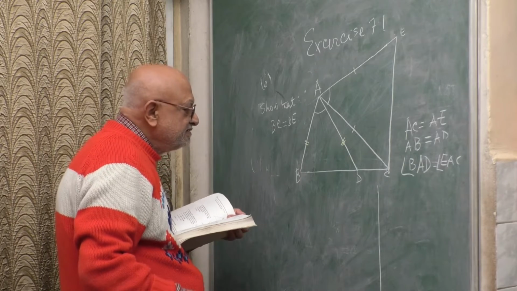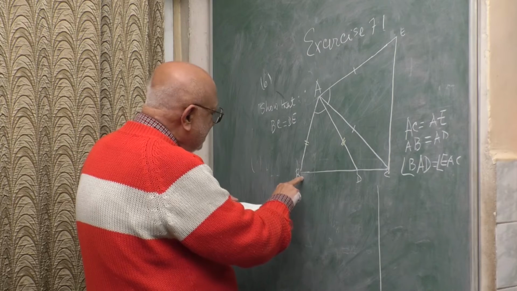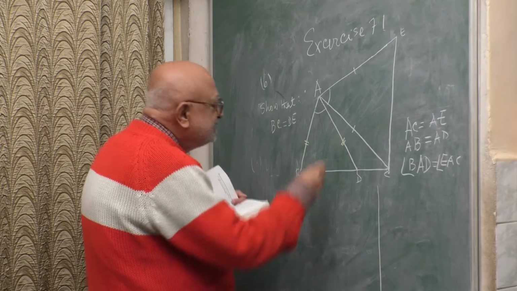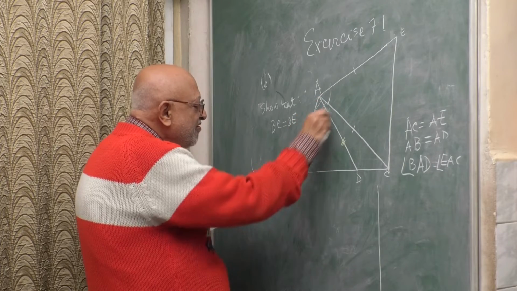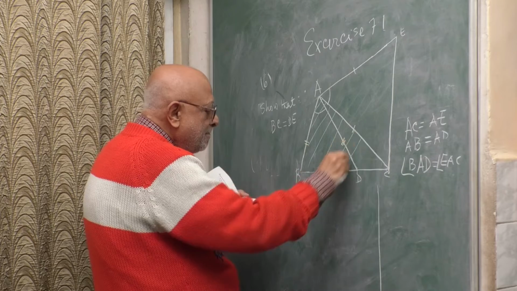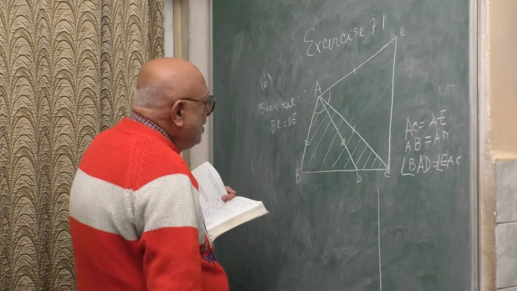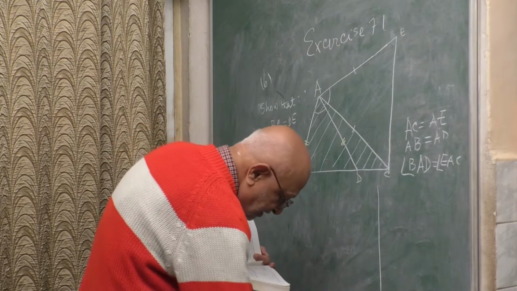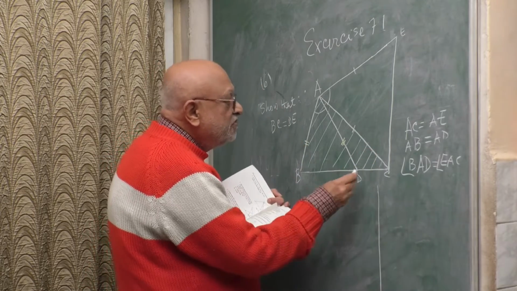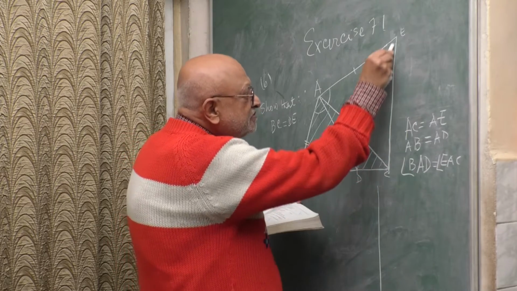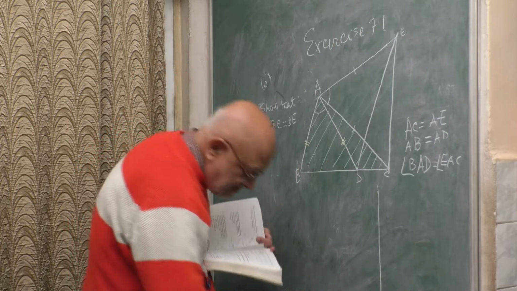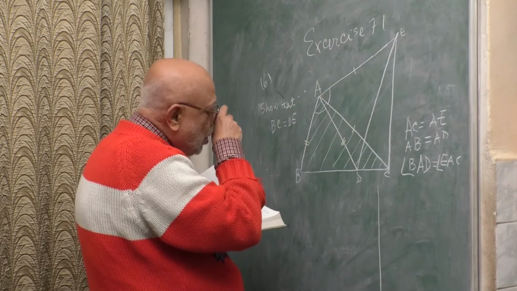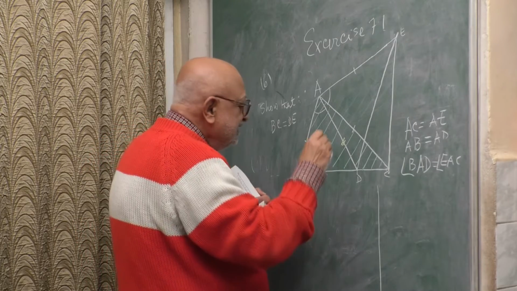Where does BC come in? BC comes in this triangle, and DE comes in. Okay, I have not joined DE yet, so it is not that clear. So I have to go all the way and join DE. This completes the triangle. We have to prove DE, now we know this is DE. So DE comes in which triangle? It comes in this triangle.